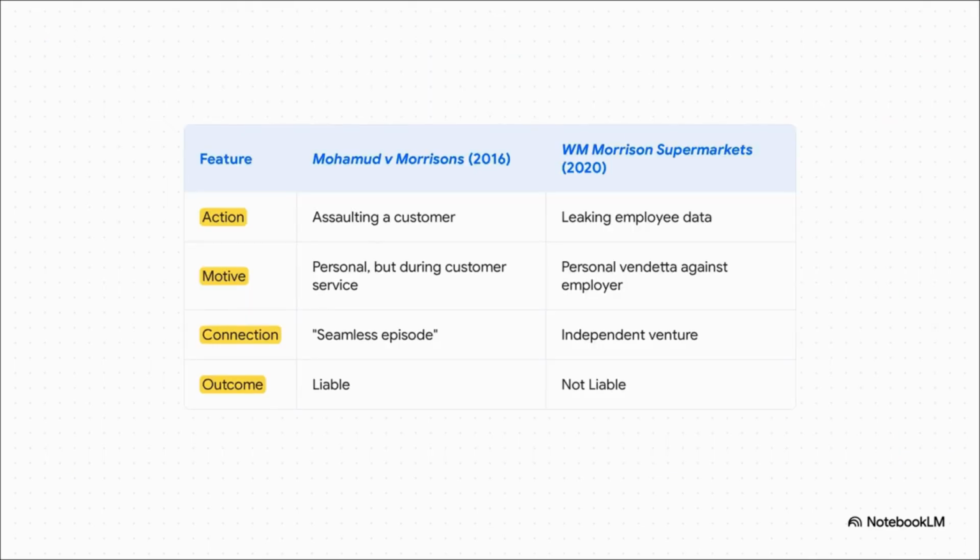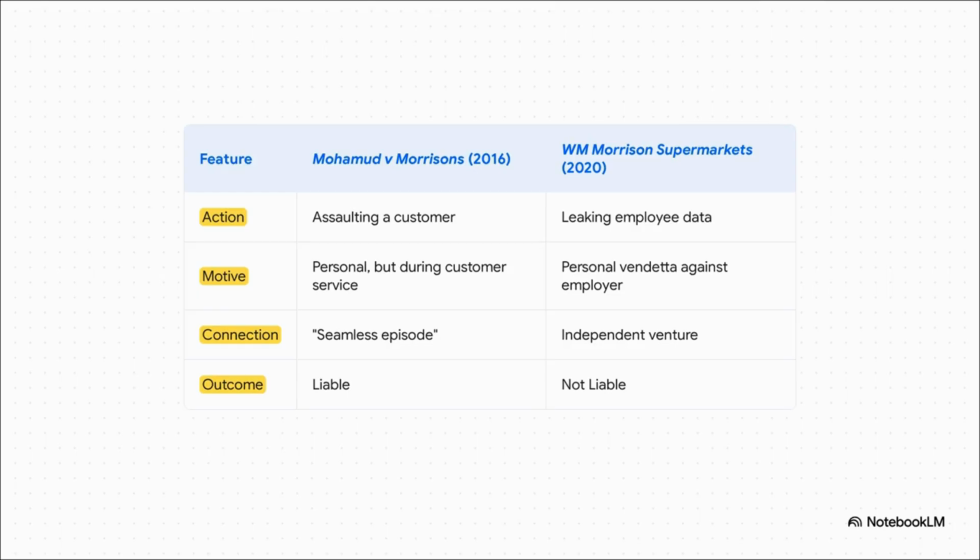Now for these two huge cases, both involving Morrisons. It's like a tale of two torts. In the first one, Mohamud, a petrol station attendant, assaults a customer. The court found that this was all part of a seamless episode that was connected to his job of serving customers. So Morrisons was held liable.